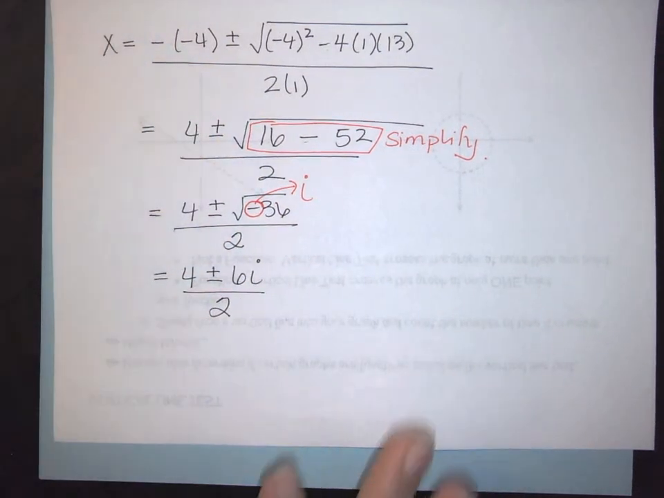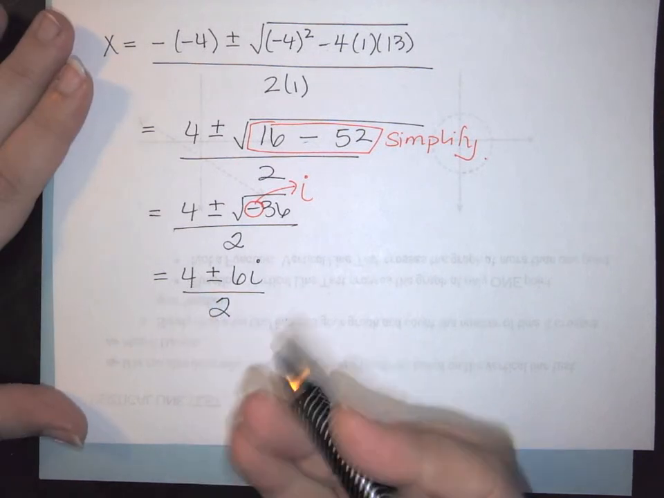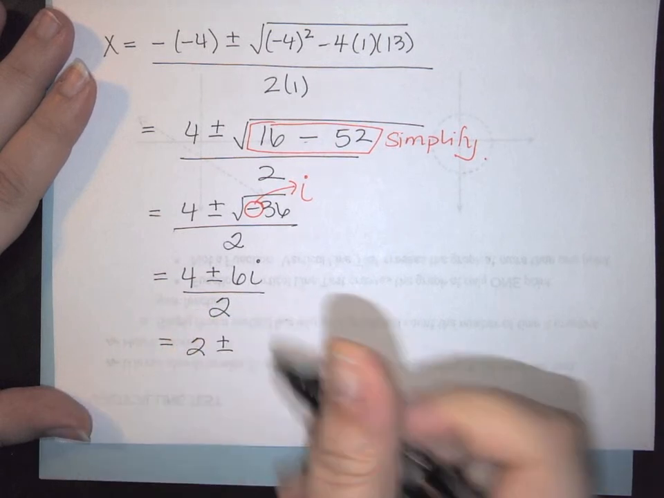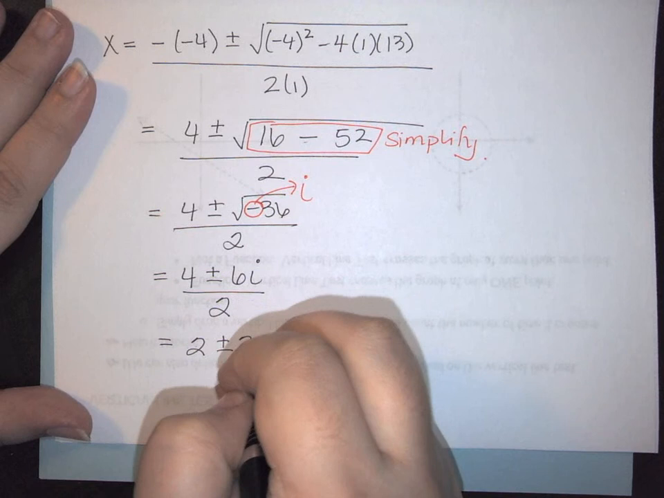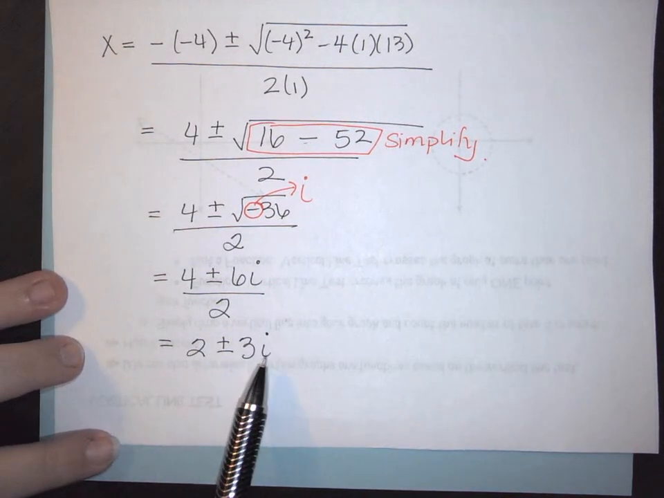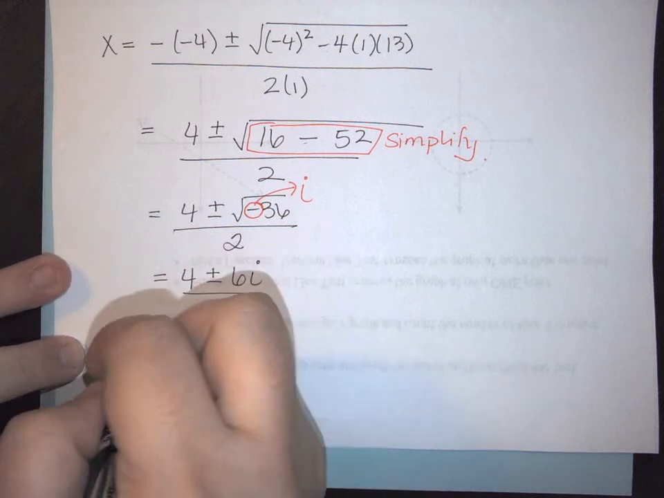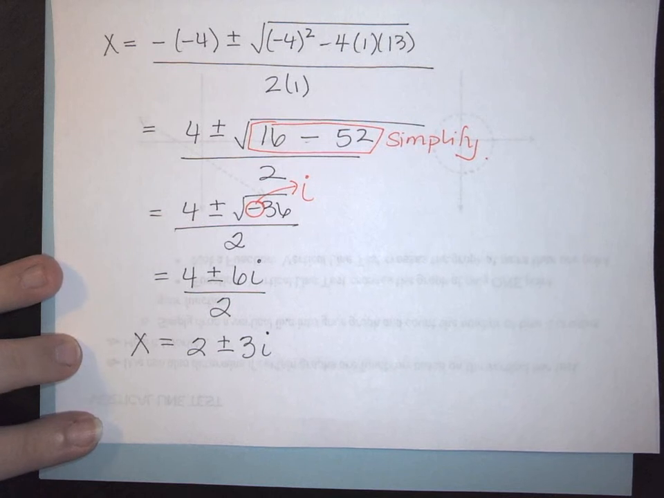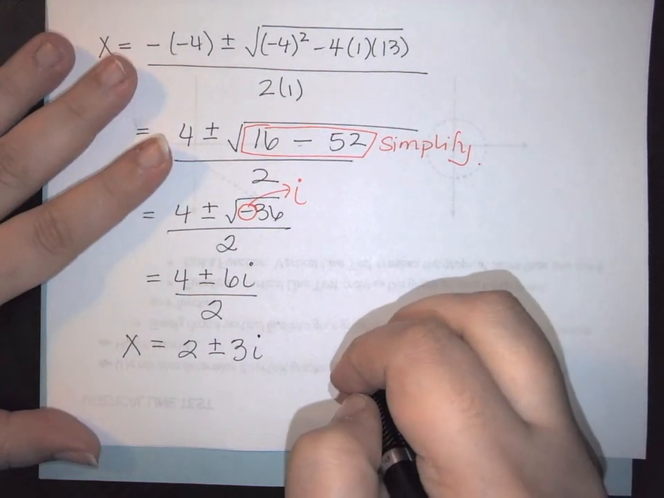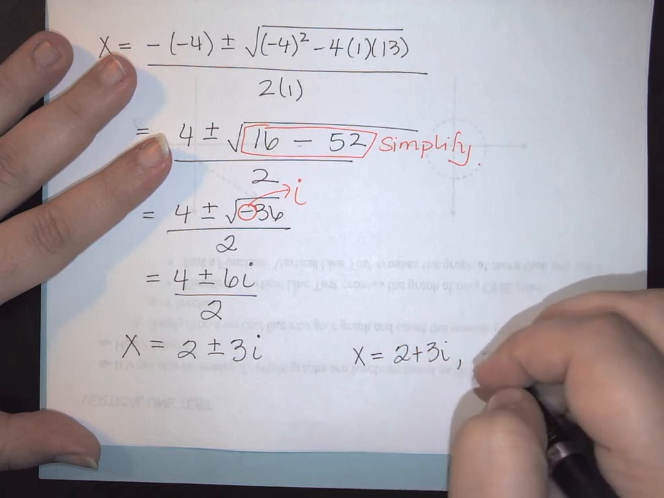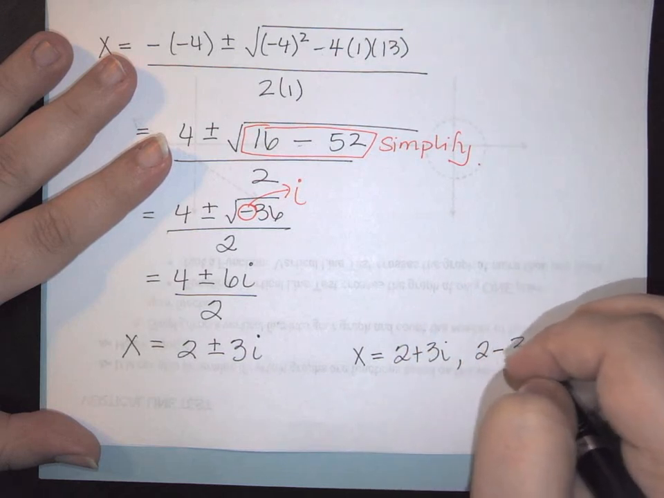The last thing we need to do is divide by that 2. So here we've got 4 over 2, which is going to reduce down to 2, plus or minus 6 over 2 becomes a 3, and we have the i. Now here again, because this is imaginary, I cannot combine it at all. So we have x is equal to 2 plus or minus 3i. Now the other way that you can see it is to separate it. So x equals 2 plus the 3i, and x equals 2 minus the 3i.